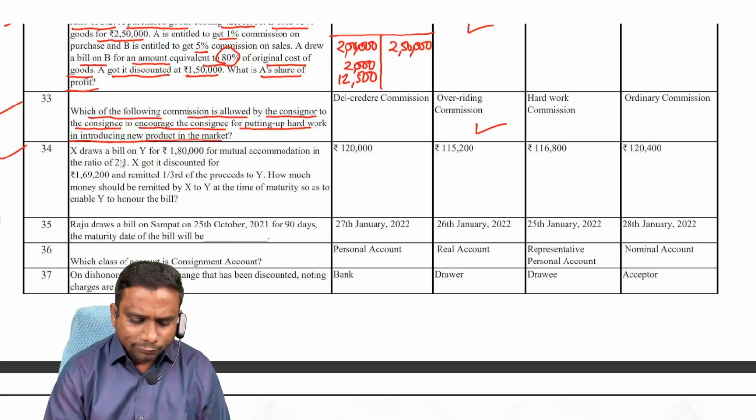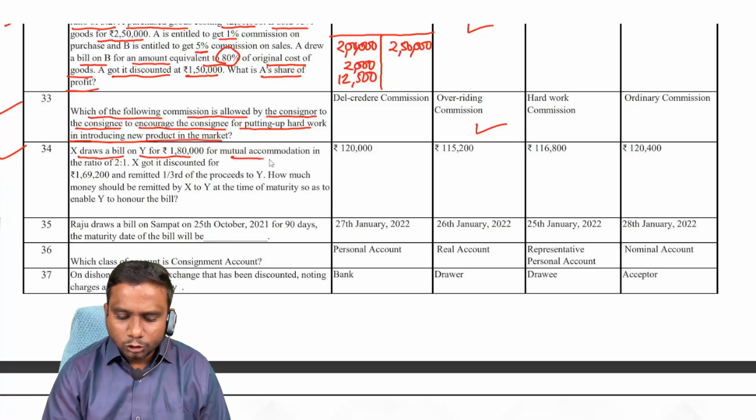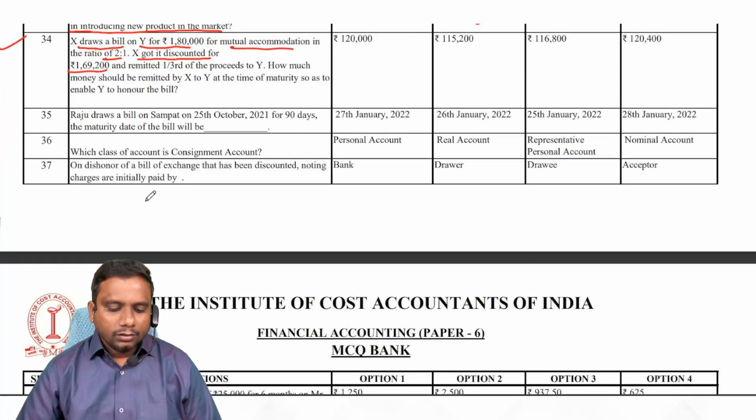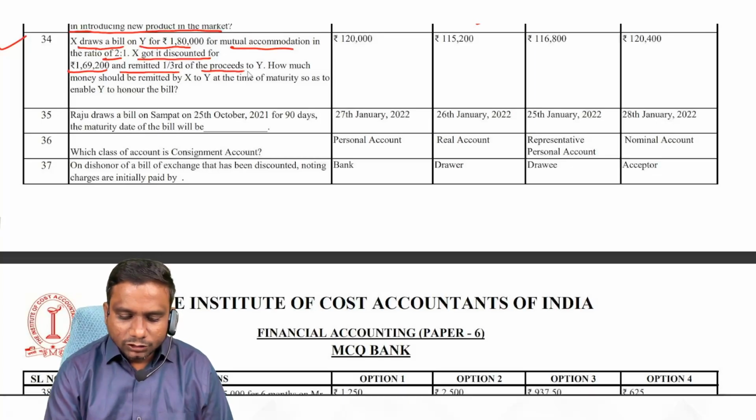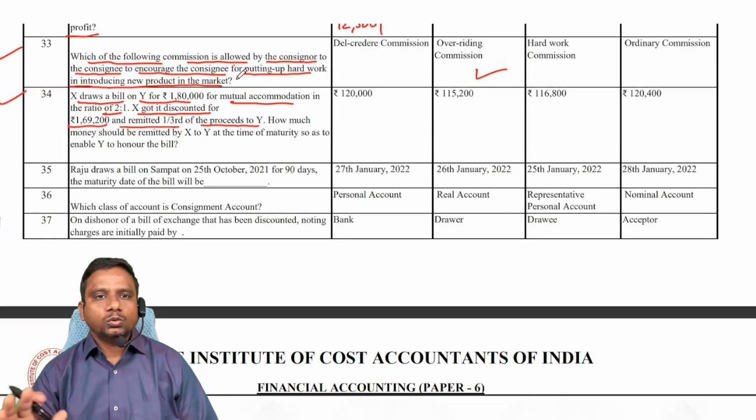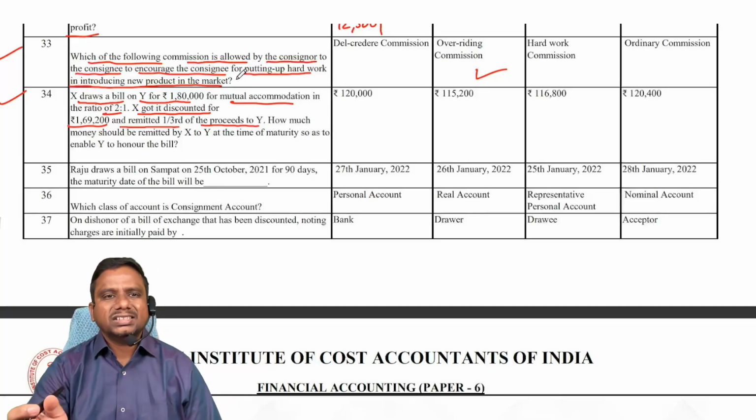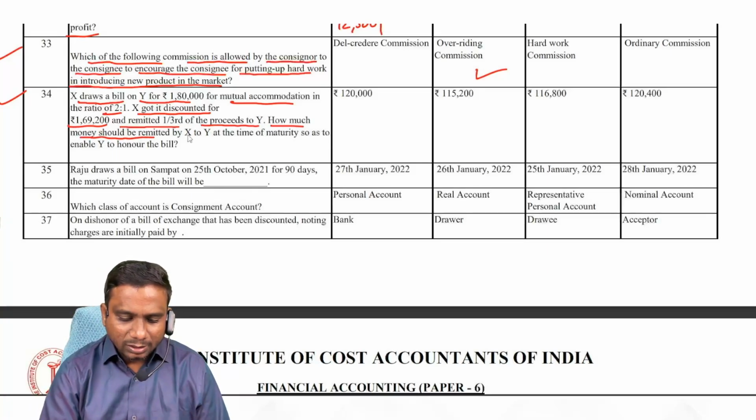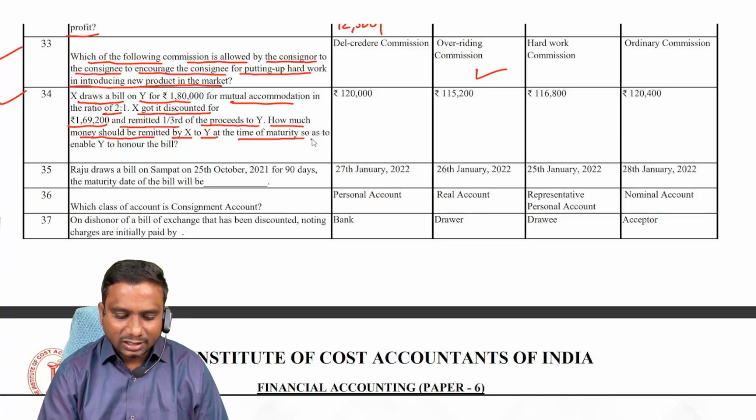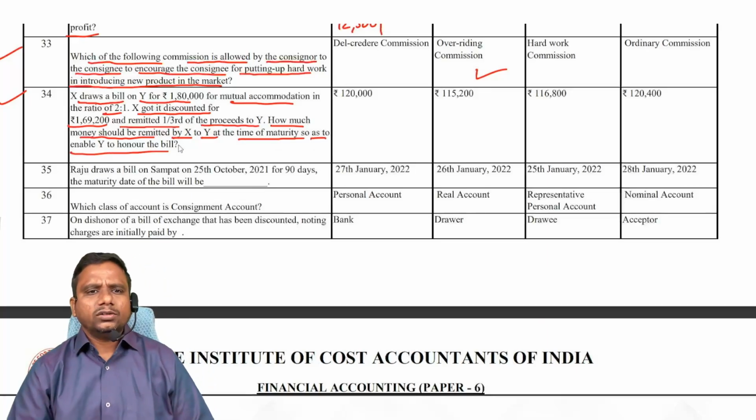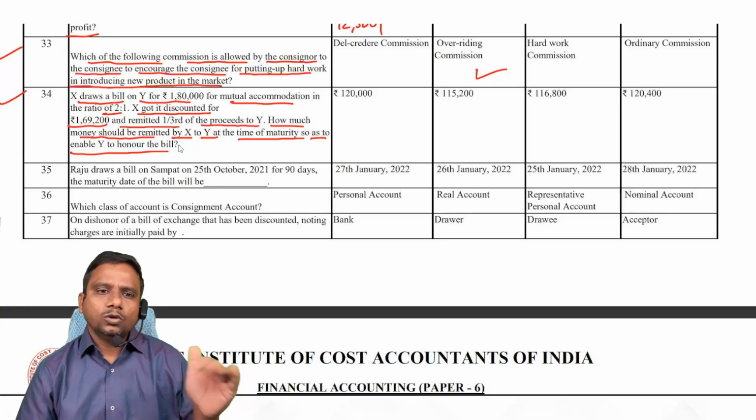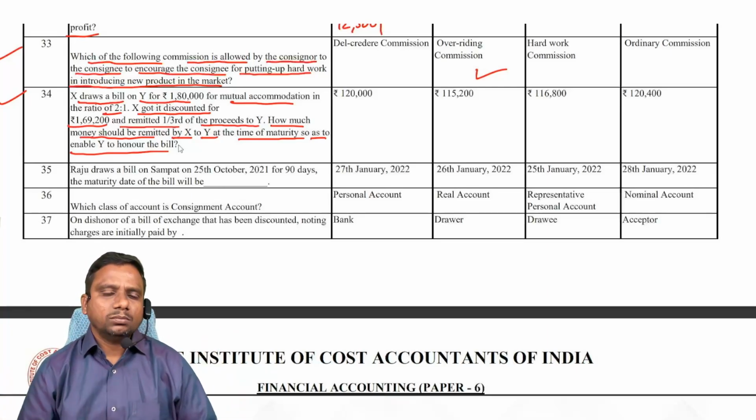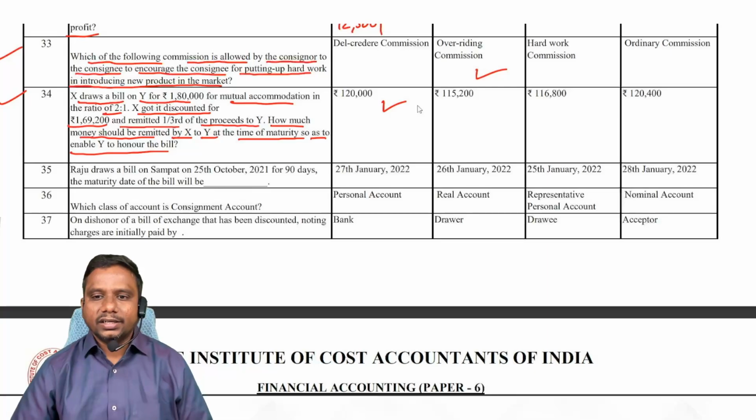Next one, 34. X draws a bill on Y for 1,80,000 for mutual accommodation in the ratio of 2 is to 1. X got it discounted for 1,69,200 and remitted one third of the proceeds to Y. So how is the bill shared? 2 is to 1 ratio, so 1,20,000 for X and 60,000 for Y. The discount is also shared in this ratio. How much money should be remitted by X to Y at the time of maturity so as to enable Y to honor the bill? 1,20,000 is taken by X including discount, and 60,000 is taken by Y including discount. So how much amount will X remit to Y to honor the bill? 1,20,000. So option A is correct.